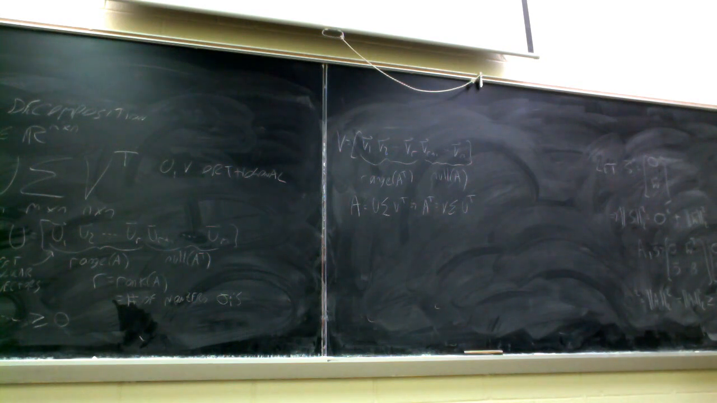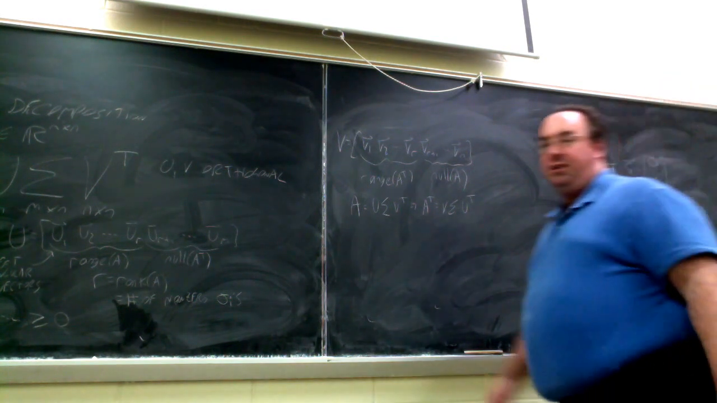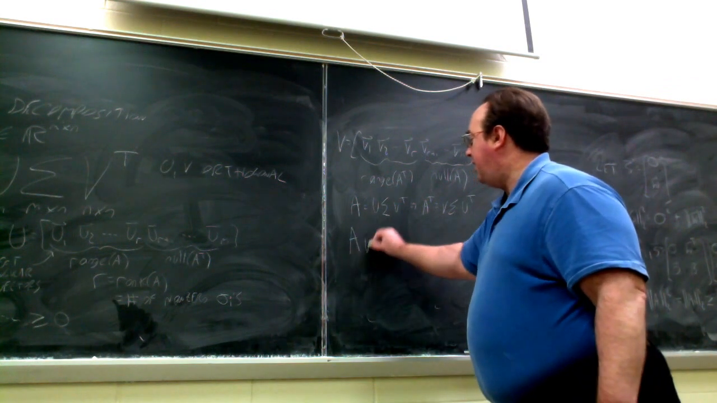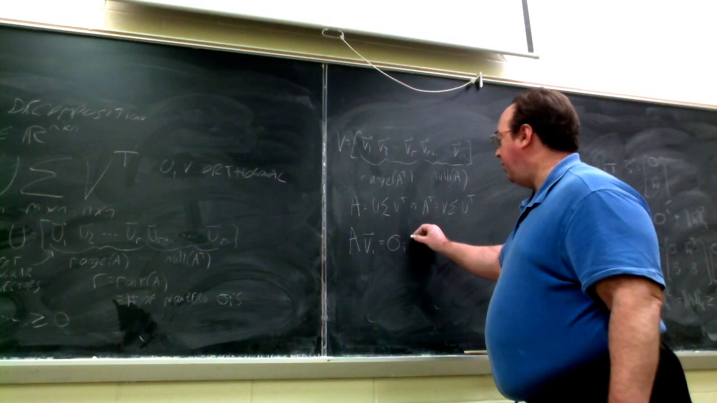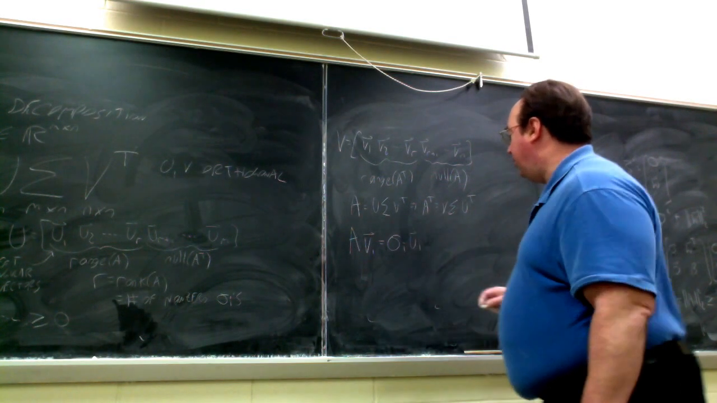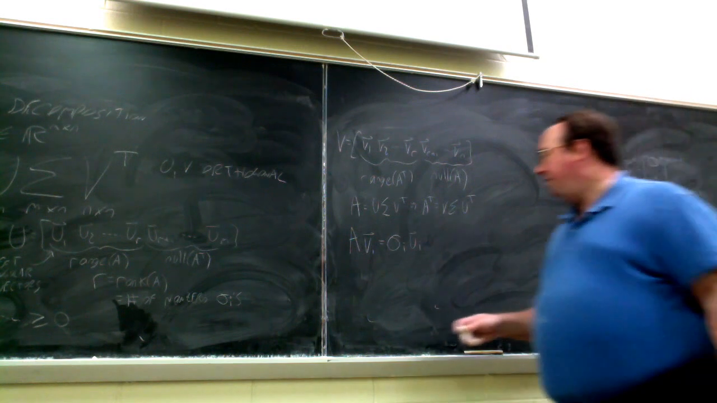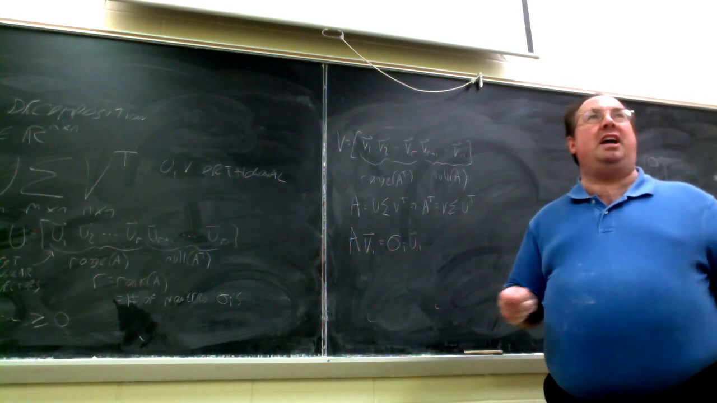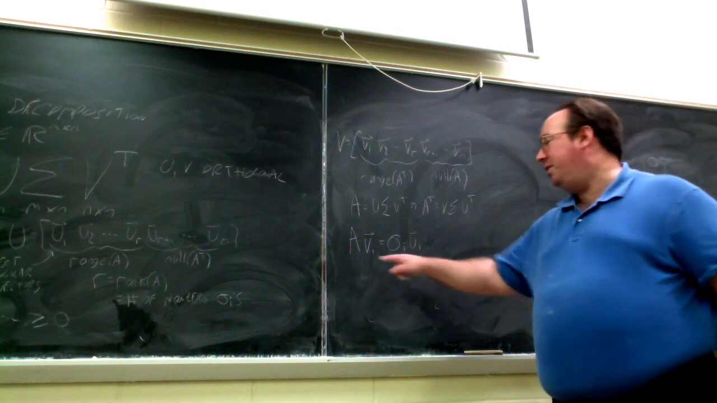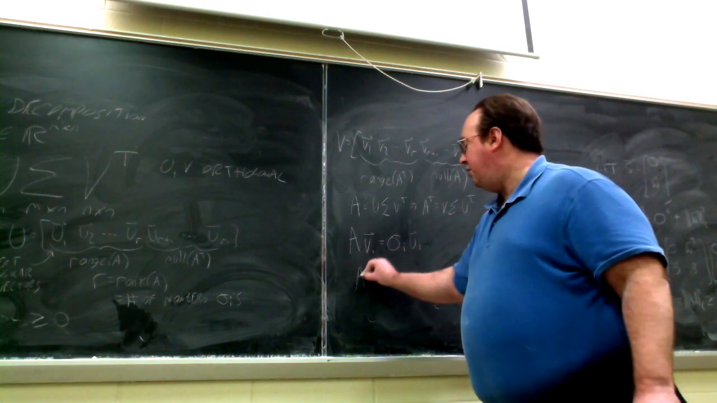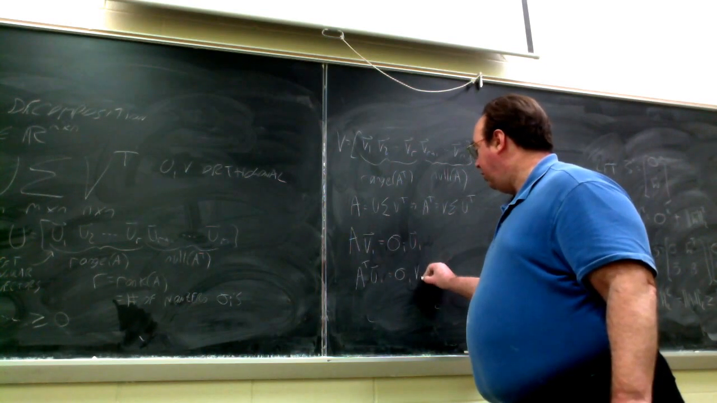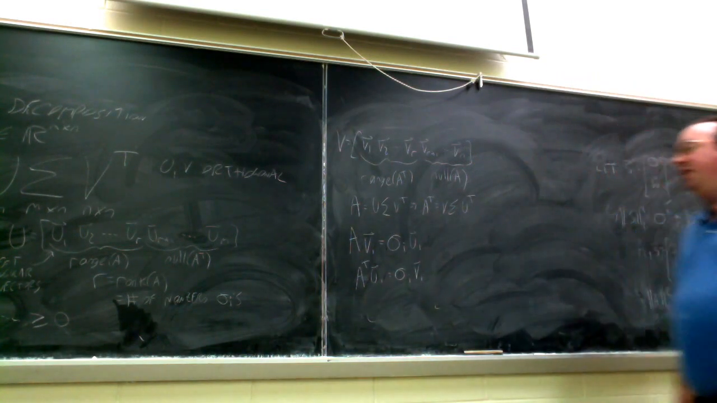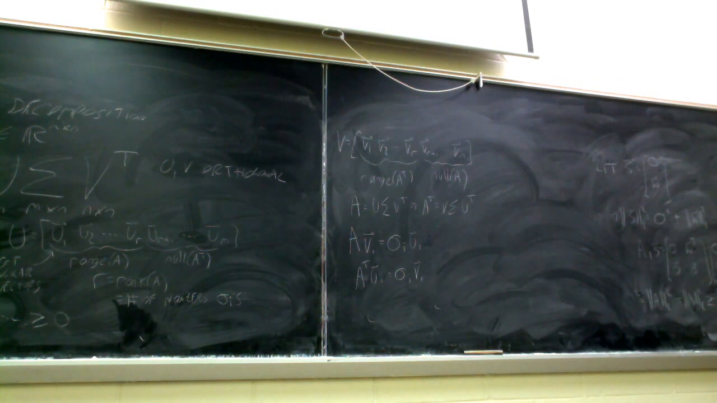All right, so some relationships of interest among the left and right singular vectors: A times a right singular vector is equal to the corresponding singular value times the corresponding left singular vector. So it's kind of reminiscent of an eigenvalue-eigenvector relationship, but it's not because the two vectors are different. Similarly, A transpose times a left singular vector is equal to the corresponding singular value times the corresponding right singular vector.